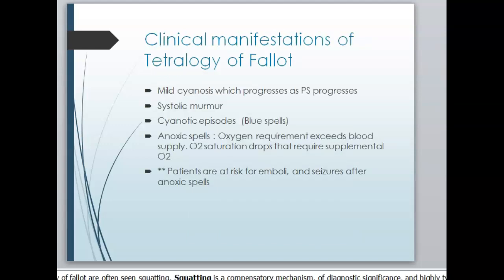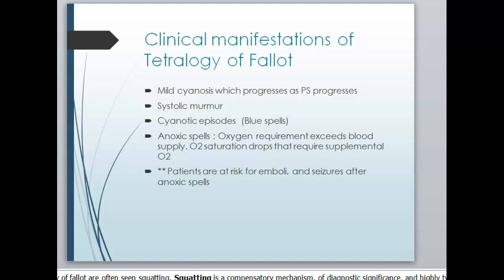Clinical manifestations of tetralogy of Fallot. There's a mild cyanosis, which progresses as pulmonary stenosis progresses. There's a systolic murmur. They may have cyanotic episodes like blue spells and anoxic spells, where oxygen requirement exceeds blood supply. So the O2 saturation drops, which requires supplemental O2. Patients are at risk for emboli and seizures after anoxic spells.